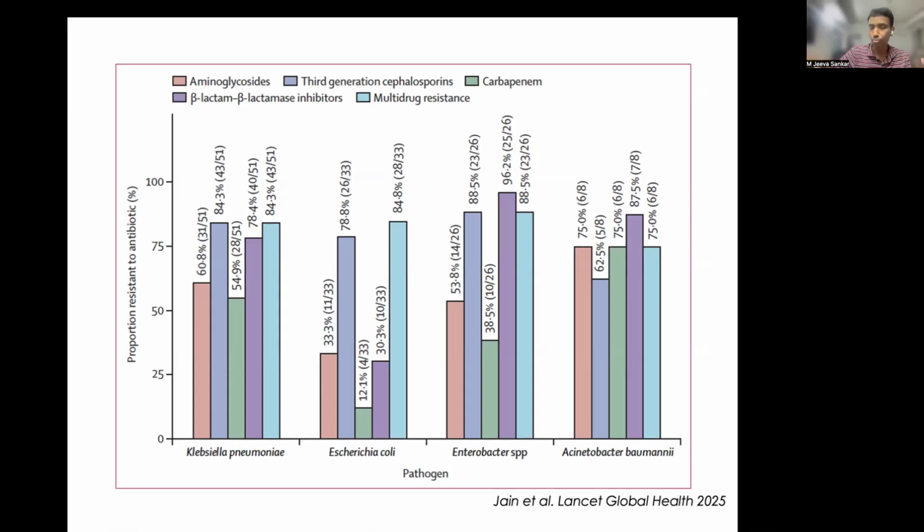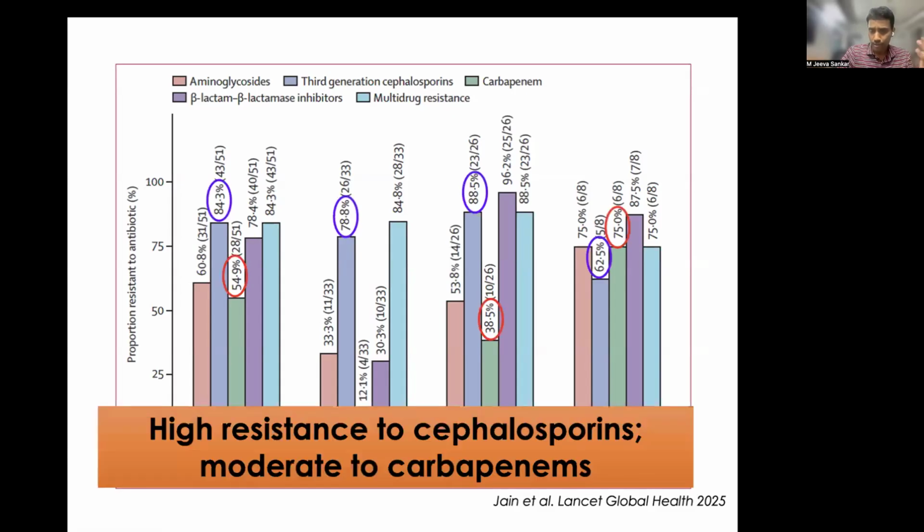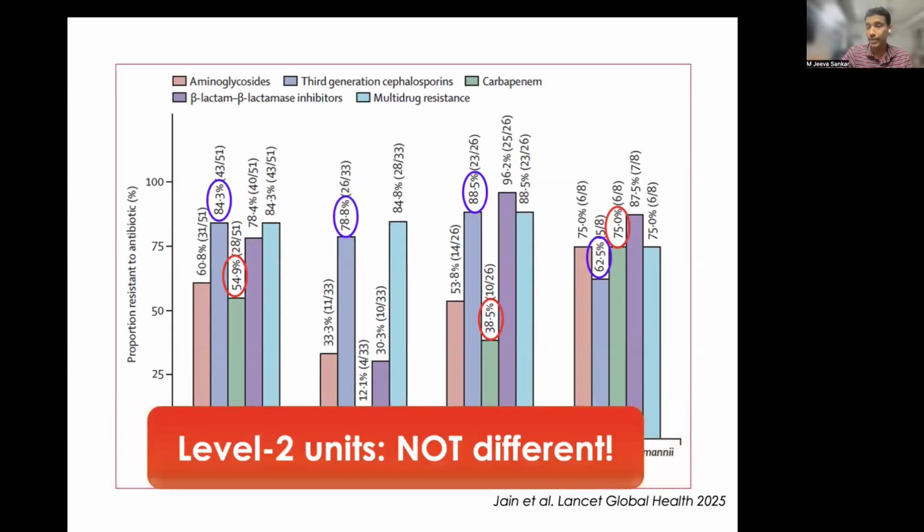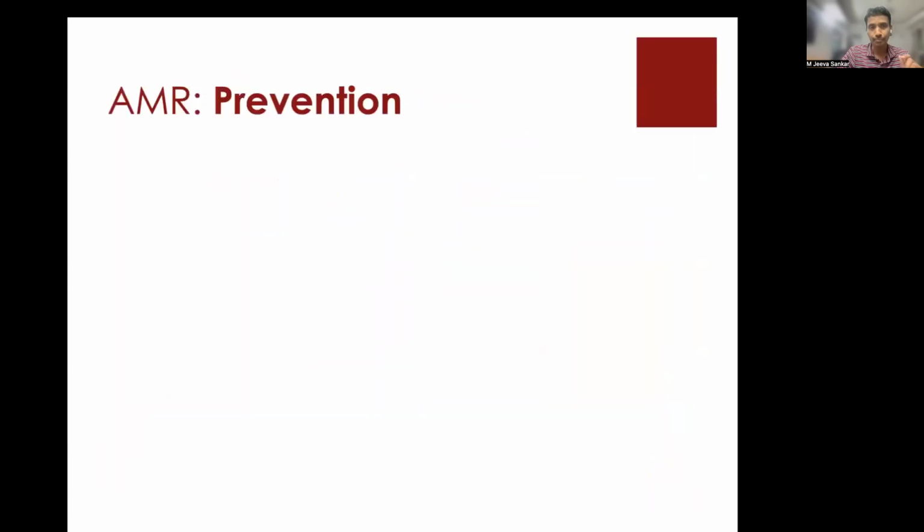And unfortunately, most district hospitals or most SCNUs do not have a facility to do blood culture. And if you do not have the blood culture facility, how will you know whether the bugs are sensitive or resistant? How will you decide the antibiotic policy? That's a big issue out there. So there is high resistance to cephalosporins and moderate resistance to carbapenems, even in level 2 units or district hospitals. They are not very different, mind you.